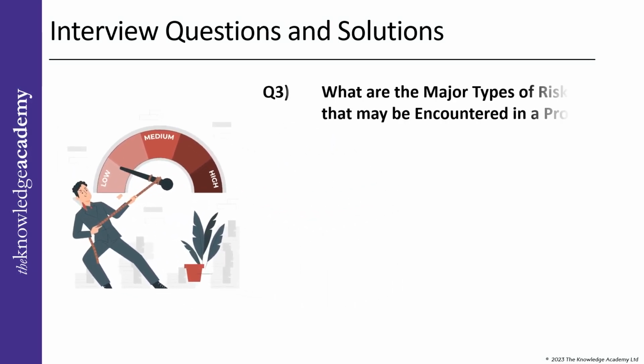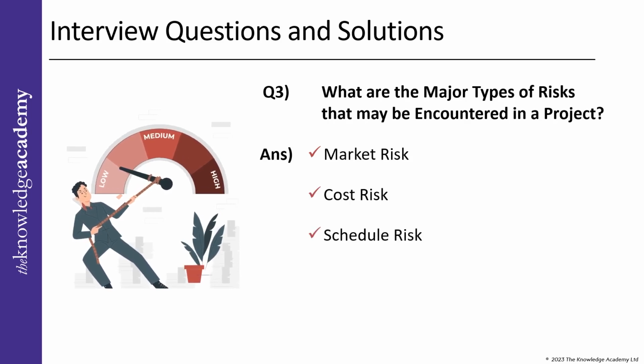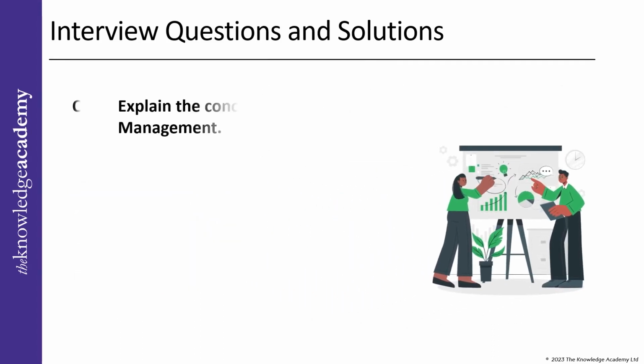Question 3. What are the major types of risks that can be encountered in a project? Answer. Market risk, cost risk, schedule risk, performance risk, technology risks. Next question. Explain the concept of RAID in project management.